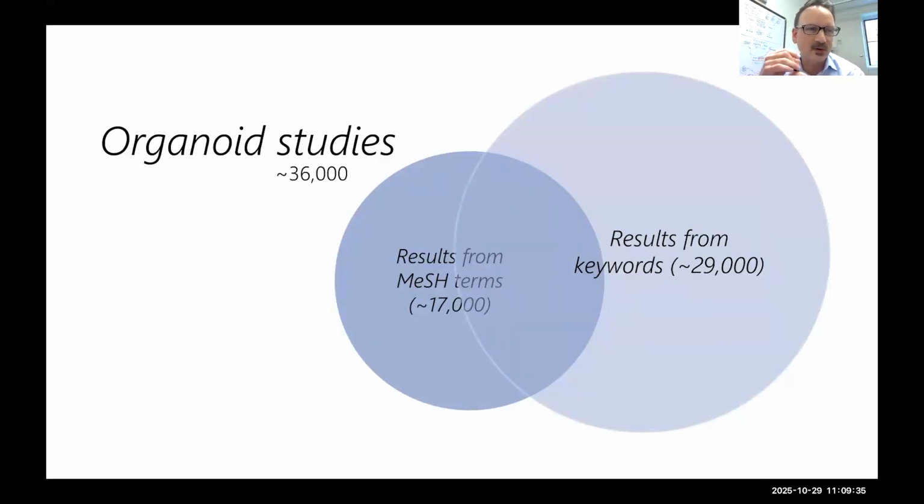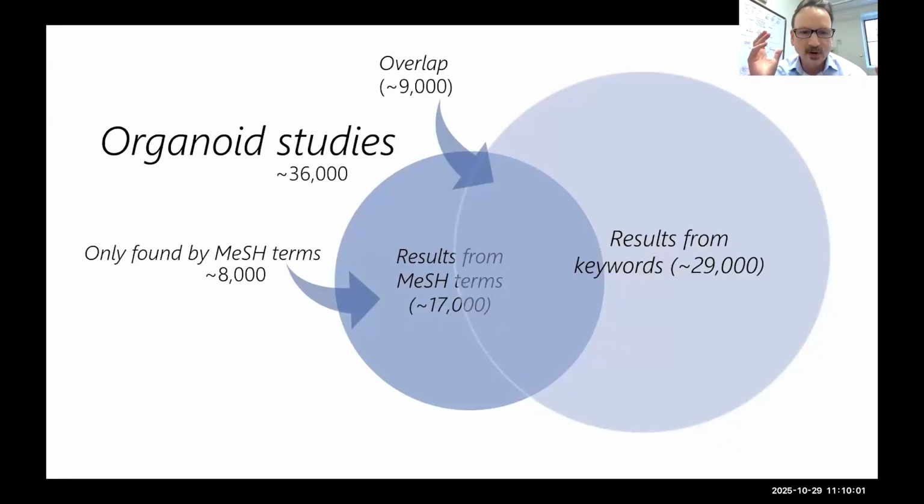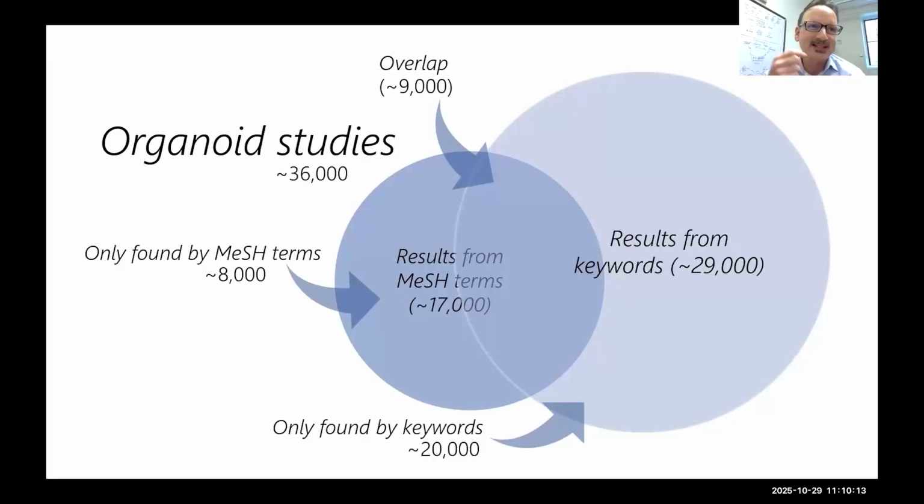When we use keywords that correspond to these organoid studies, keywords related to microphysiological systems, which turn out to be things like organ on chip, organoid model, organotypic model, that kind of thing, we get 29,000 results. So there's an overlap of about 9,000 papers. And then there is uniqueness. 8,000 of these papers were only found by MeSH terms, and 20,000 were only found by keywords. So you can see, hopefully, why both of these kinds of terms are really important.